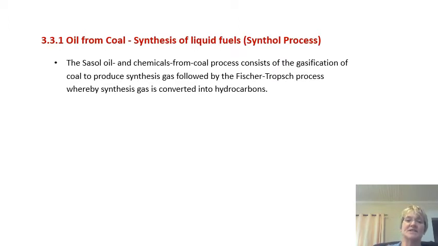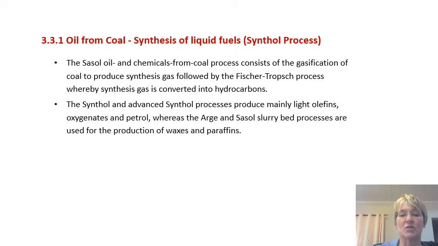In the Synthol process, we have the gasification of the coal, where it is changed first to synthesis gas. Now you know synthesis gas, a mixture of carbon monoxide and hydrogen gas, and this synthesis gas is then introduced into the Synthol reactor, and it's converted into hydrocarbons. The Synthol and Advanced Synthol processes produce the light olefins, oxygenates and petrol, and the Arge and Sasol slurry bed processes give the more dense, heavier waxes and paraffins.